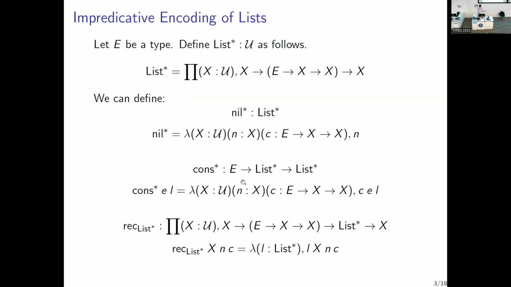Because when we do recursion, we quantify over U. We have this list L, and because this is defined using this whole pi type, which remains in U, and takes as first argument something in U, we can define a recursor. Did you have a question or?